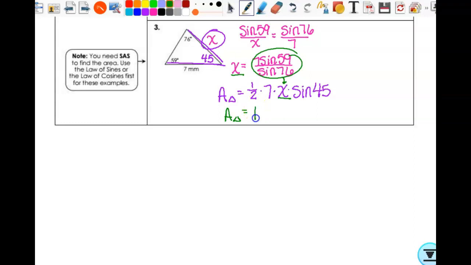You should get 15.304, to make sure that when you're pushing the buttons, it comes out nicely. Are we good with that? What are our units on this? Millimeters squared. Good. All right. Any questions at all? Got it? Y'all good over there?